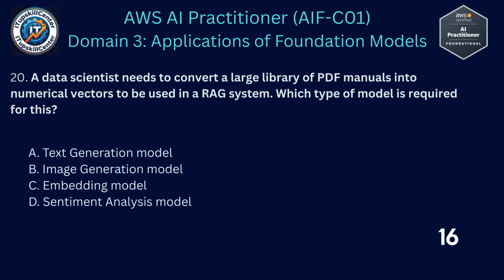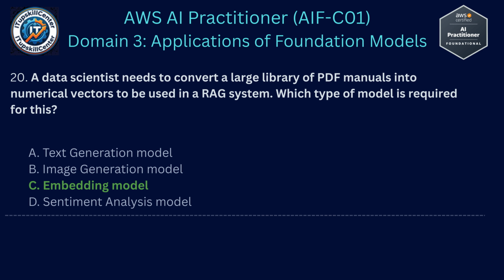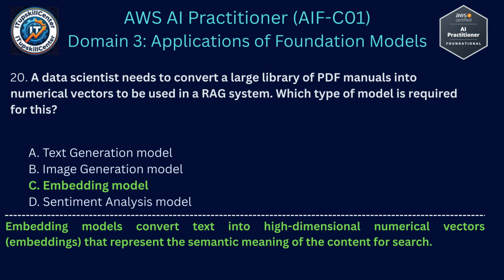A data scientist needs to convert a large library of PDF manuals into numerical vectors to be used in a RAG system. Which type of model is required for this? Embedding models convert text into high-dimensional numerical vectors, embeddings, that represent the semantic meaning of the content for search.